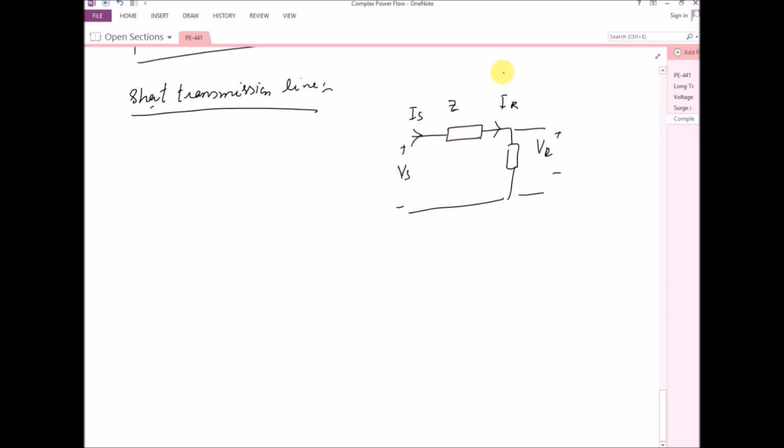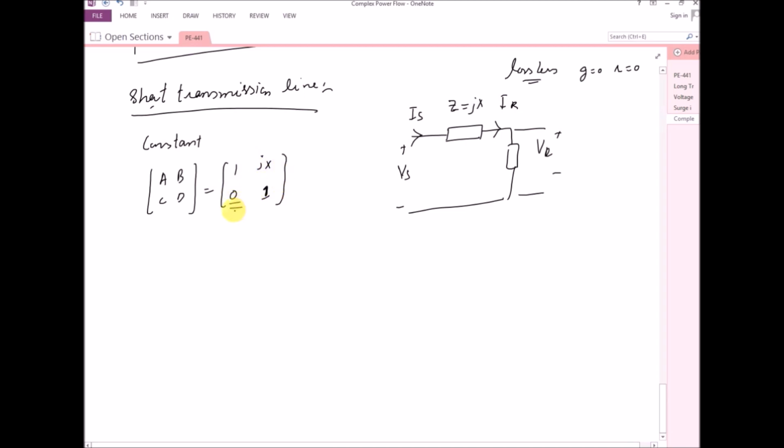Now we are considering it to be lossless, right? So if it is lossless, then G is equal to 0 and R is equal to 0. If R is equal to 0, then the impedance only has the inductive reactance part, so this is equal to jX. Now if you remember the constants of the short transmission line, they will be A, B, C and D. They are equal to 1, 0, jX and 1, and this value is actually equal to 0 because we are neglecting the capacitance in the short transmission line.